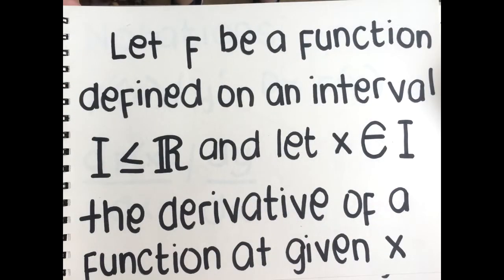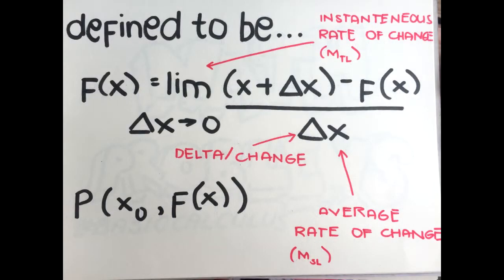Let f be a function defined on an interval I, a subset of the real numbers, and let x be an element of I. The derivative of a function at a given x is defined to be f prime of x equal to the limit of f of x plus delta x minus f of x, all over delta x, as delta x approaches 0. That form is what we call the instantaneous rate of change, and the triangle figure is what we call delta, or change.